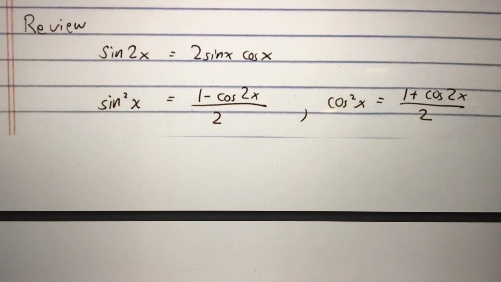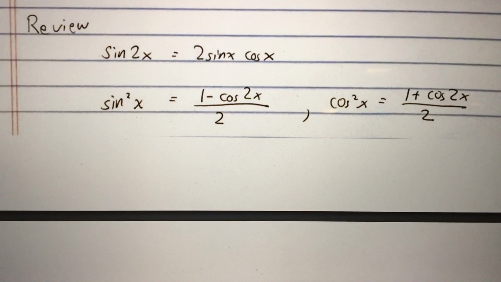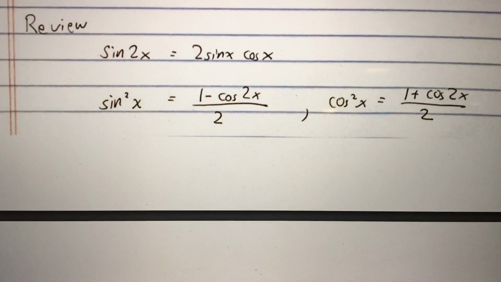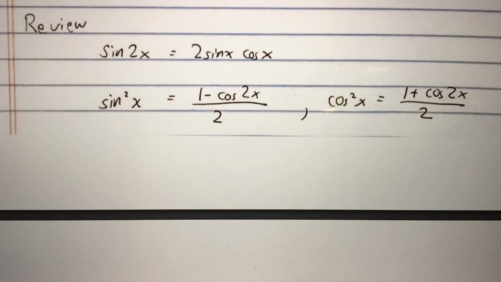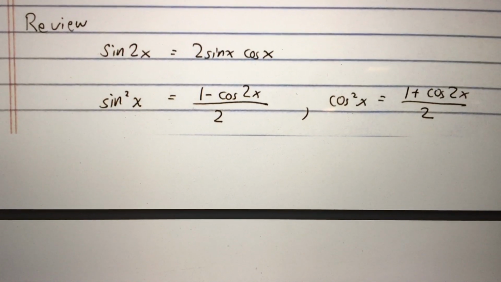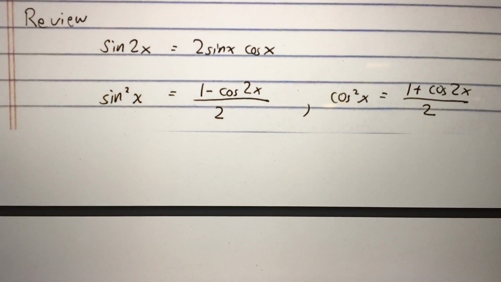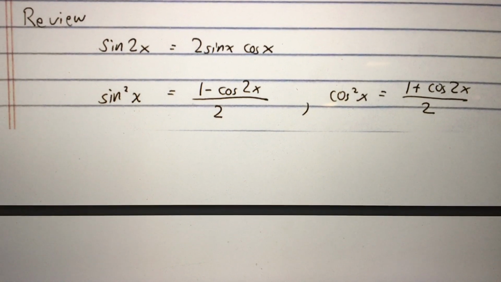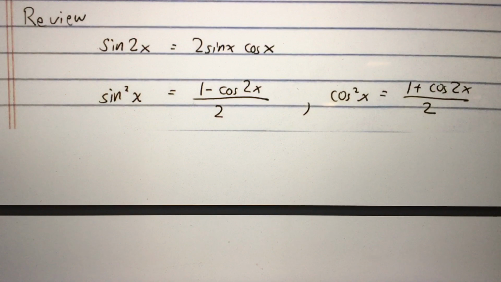We actually have a little time to start section 7.2. And so I just wrote down a couple of well-known trig identities for review at the top here. Sine of 2x equals 2 times sine of x times cosine of x. And sine squared of x is equal to (1 minus cosine 2x) over 2. And cosine squared of x is (1 plus cosine 2x) over 2.